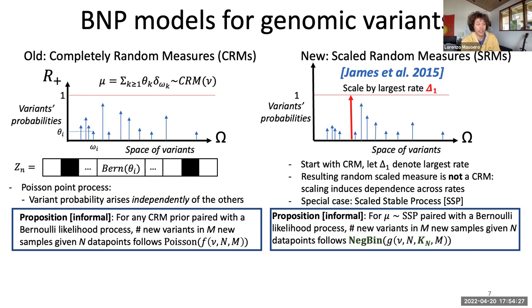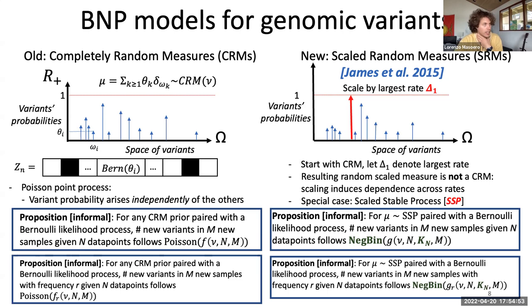And so now the question that we were kind of interested in is, okay, we have this different structure and this additional structure and this additional information. Can we leverage this in our prediction task? If we're really interested in predicting how many new variants we're going to observe, will that lead to a better predictive distribution?